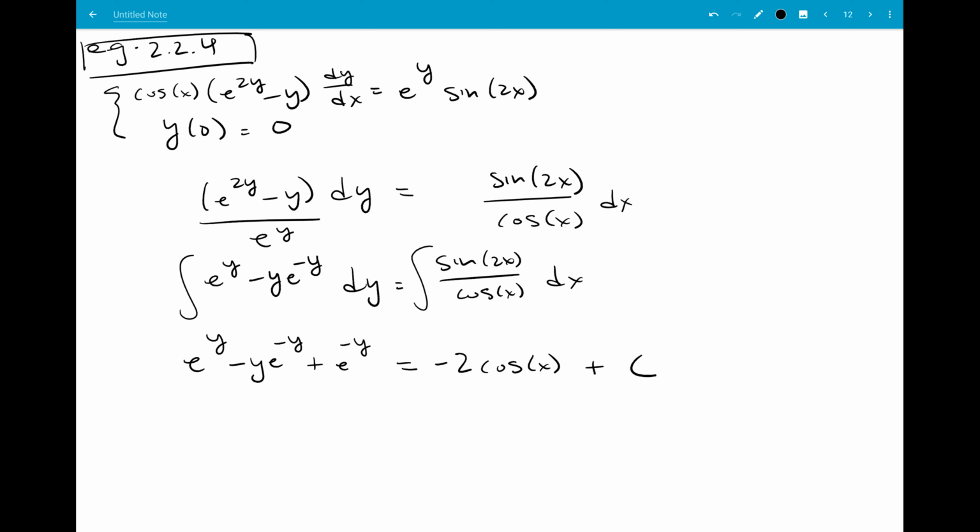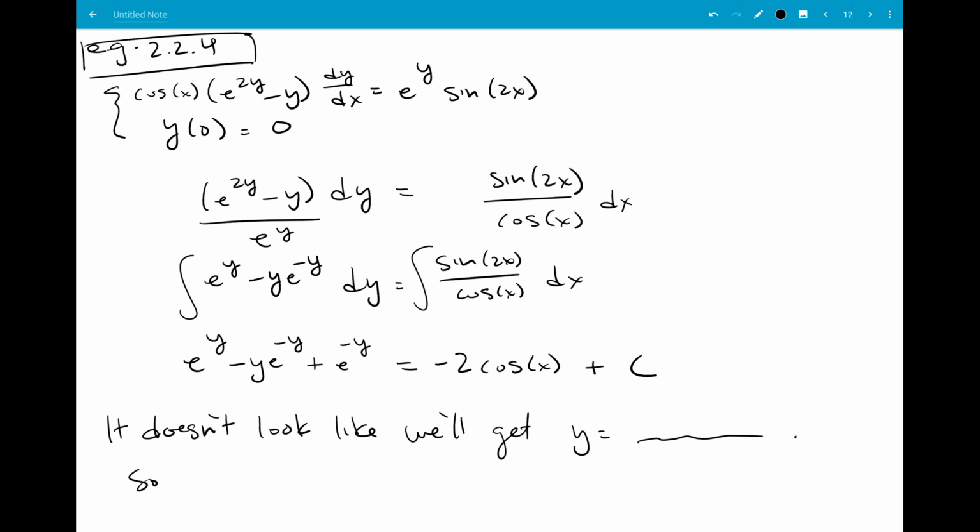And so looking at this right now, you could see that we're not going to be able to solve this for y, like y equals a bunch of stuff. That's not going to happen for us. So at least for right now, we're just going to go ahead and plug in our initial conditions and see what we get. It doesn't look like we can solve y equal to some stuff. So we're going to plug in the initial condition at least.